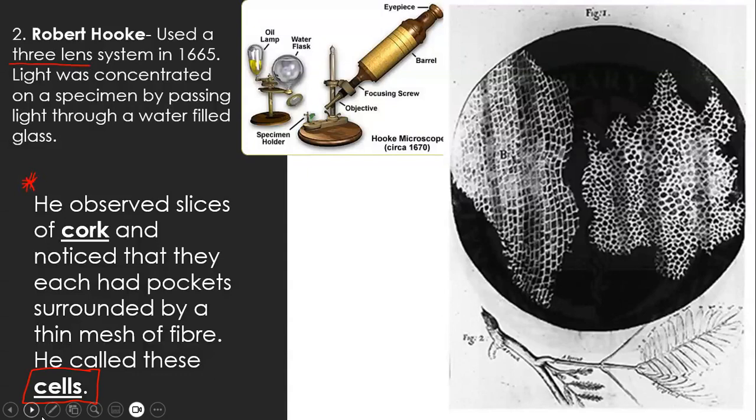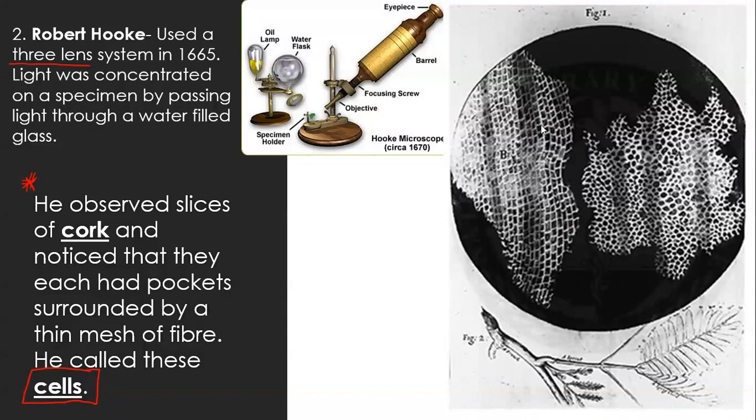And the reason he did this is because when he looked at plants, he found that plant tissue was made up of these little objects, and he thought that it looked kind of like, well, we think of prison cells, right? But back then, monks lived in these little tiny rooms that were called cells as well. And he was familiar with these, and he said, oh, they look like these little rooms. So he termed them cells.